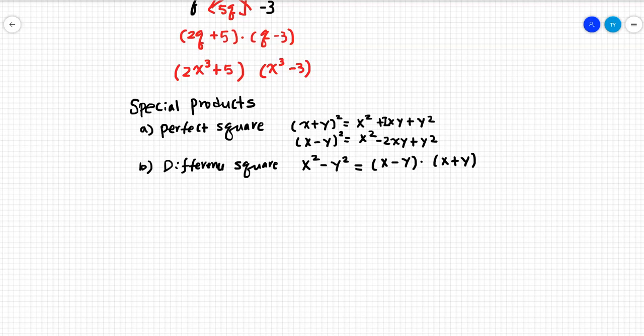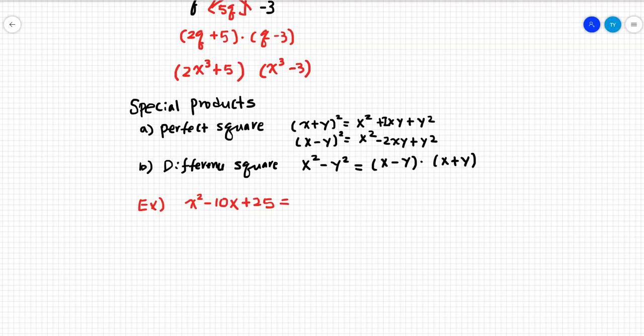So if I have, let's say, x squared minus 10x plus 25. So that's going to be the one that you're looking at over here. Okay.